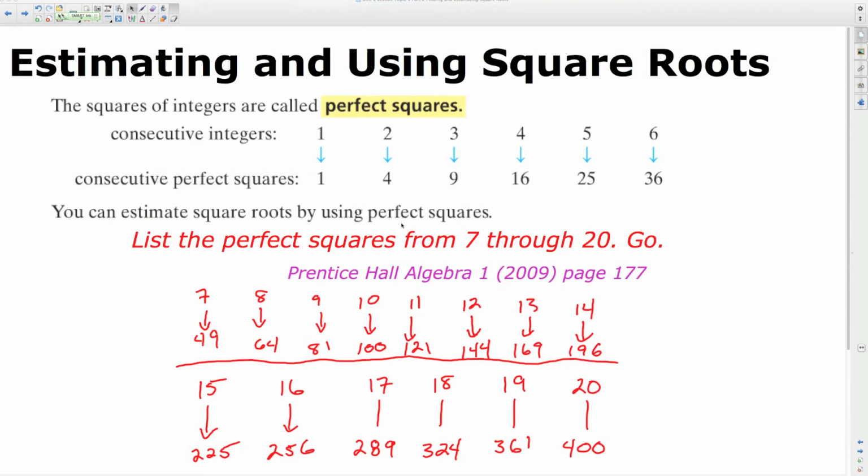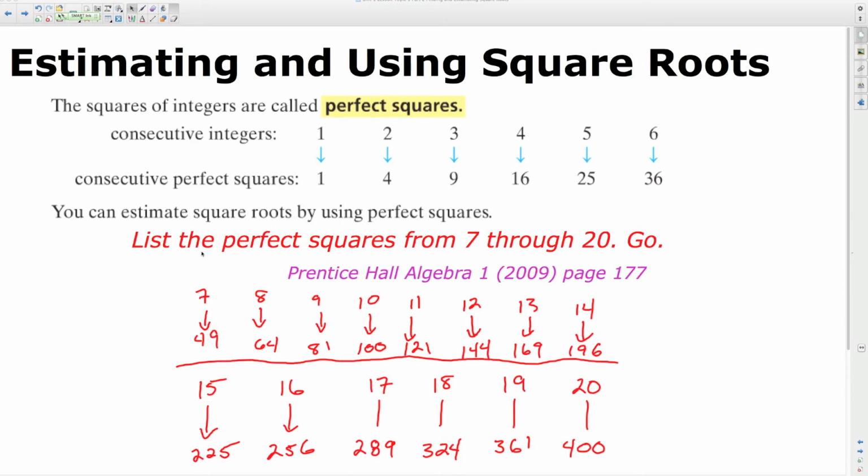Without a calculator, the best we can do is estimate square roots. And here we're going to have some information on estimating and using square roots. The squares of integers are called perfect squares. So here we have consecutive integers 1, 2, 3, 4, 5, 6. Their perfect squares are 1, 4, 9, 16, 25, 36. You can estimate square roots by using these perfect squares.